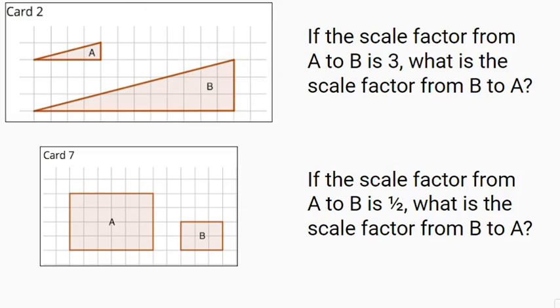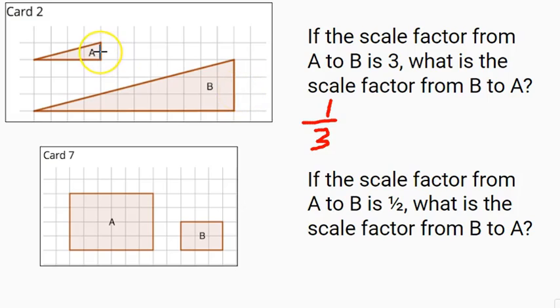So on card 2, the scale factor here is 3. So you're multiplying everything by 3 to go from A to B. So what would be the scale factor if you went from B to A? It'd be 1/3, wouldn't it? Because every one of these would be 1/3 the value. So if you go from A to B, you take that 1 unit height times 3 to make this 3 unit height for B.